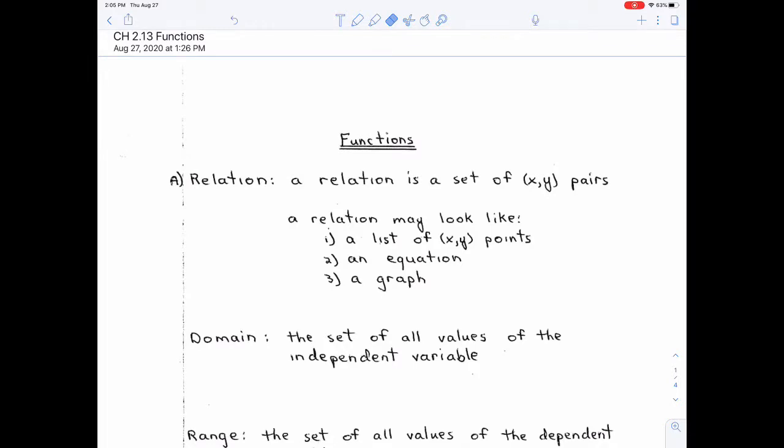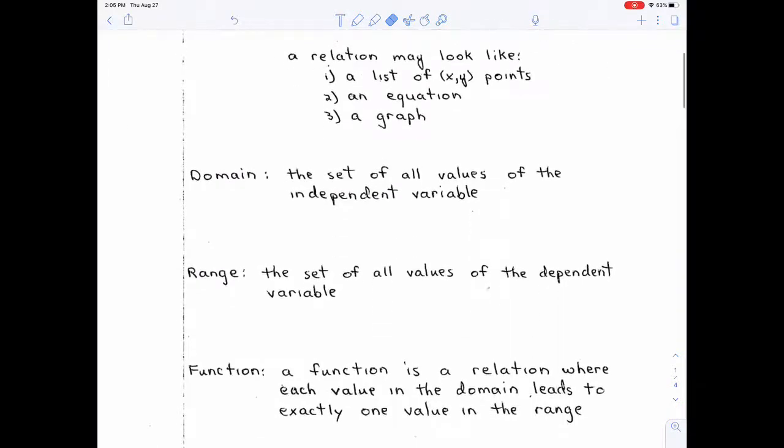Now, the domain. I'll explain this in a little more detail, but the domain is the set of all values of the independent variable. The range is the set of all values of the dependent variable. Think about this: let's say I asked you to graph y equals 7x squared plus 4. How would you graph it? Hopefully, you'd make an XY table.